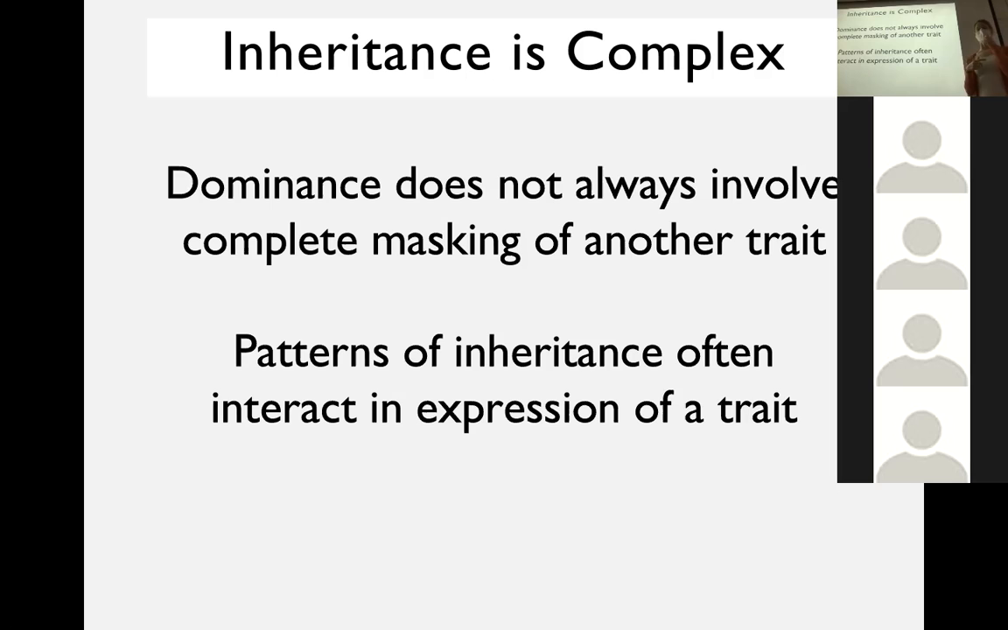So patterns of inheritance can often interact in an expression of a trait. So we'll talk about these two different ideas. I'll give you examples of these different systems, the names, and how they work in general, and how you can tell that it is this specific system that we're talking about. So what we've been talking about is complete dominance. Just the simplest version, it's called complete dominance. Now we're going to do other stuff.